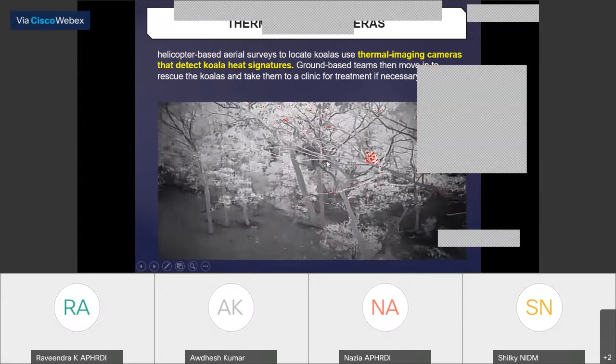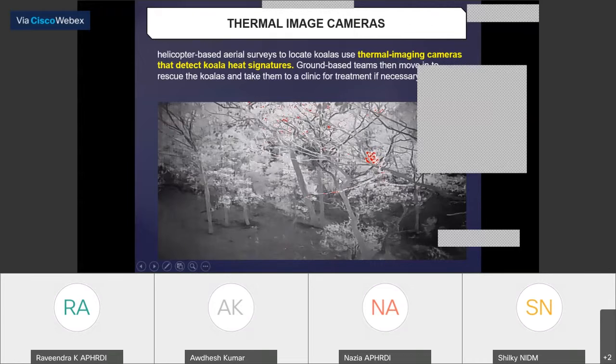So here you can see how they conducted the rescue operation. They used thermal imaging cameras, where you can see the heat signature with this moist pointer, and conduct the rescue operation there.